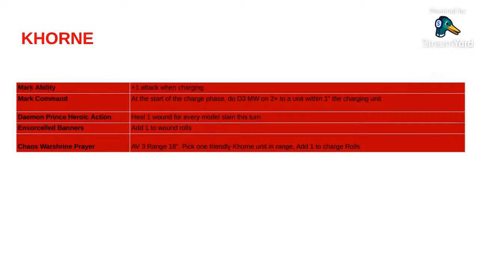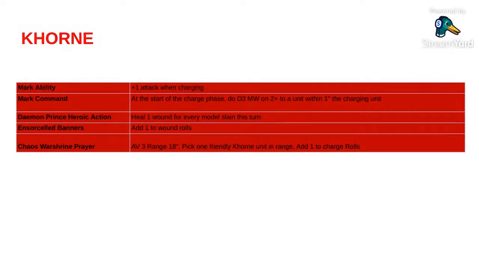So your charges are not unreliable to begin with, but that is something you definitely need to be aware of and think about when you are using that particular command. So your Demon Prince heroic action lets him heal a wound for every model he kills this turn. That's pretty cool. It is definitely really thematic. Your Ensorcelled Banner gives you +1 to wound on that unit. It's just a flat ability, +1 to wound all the time.